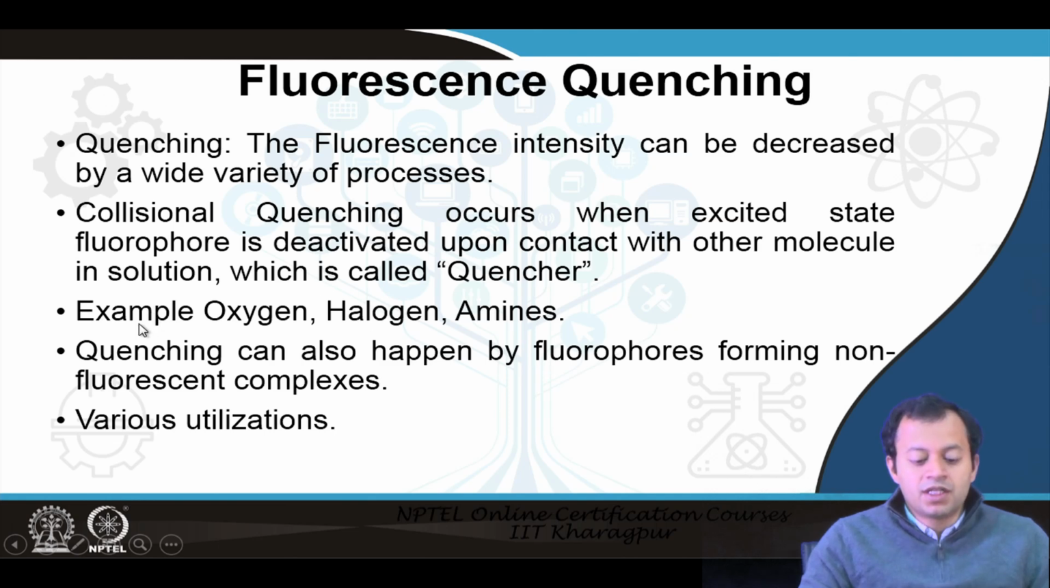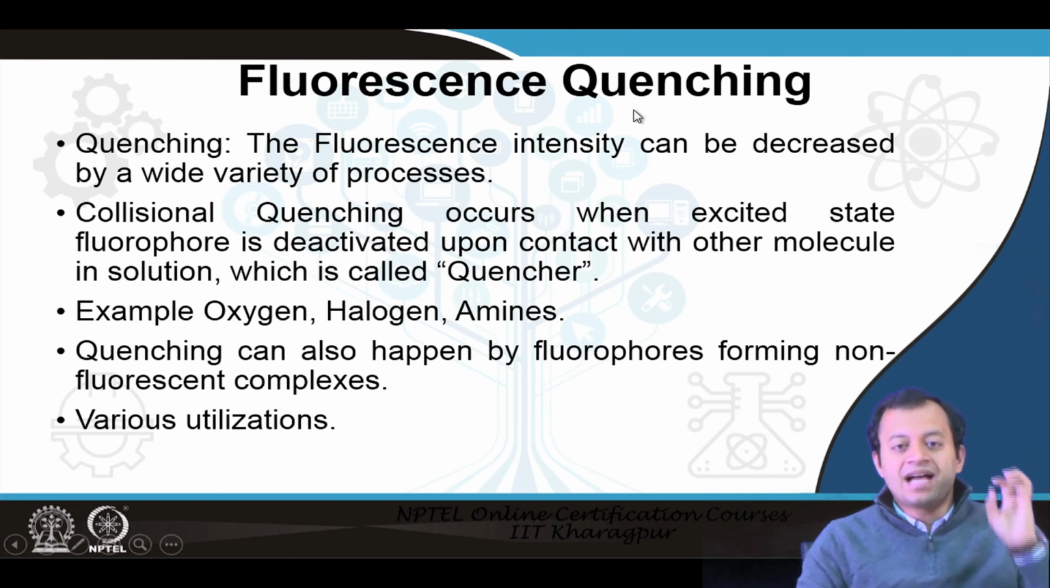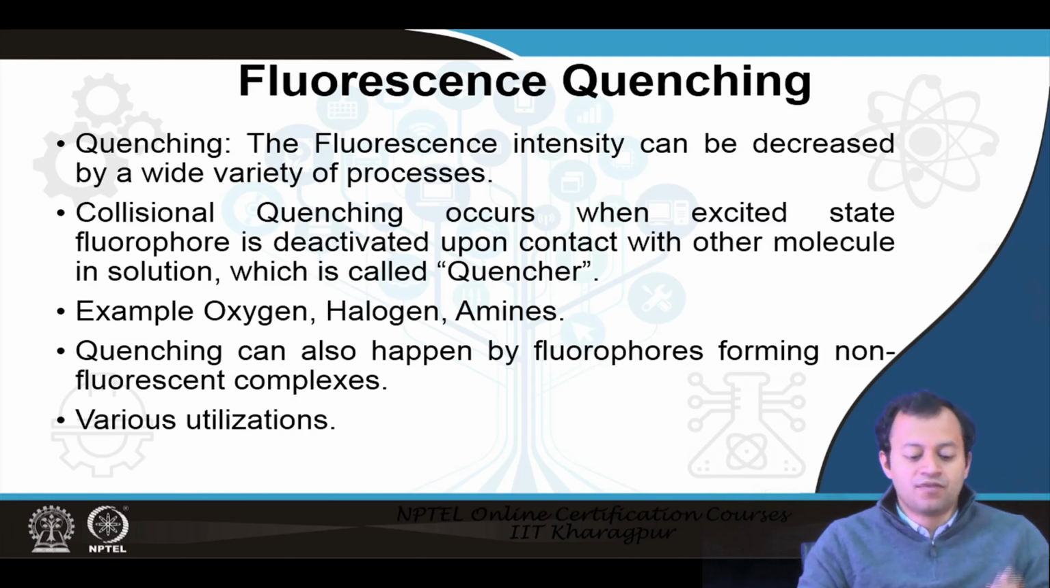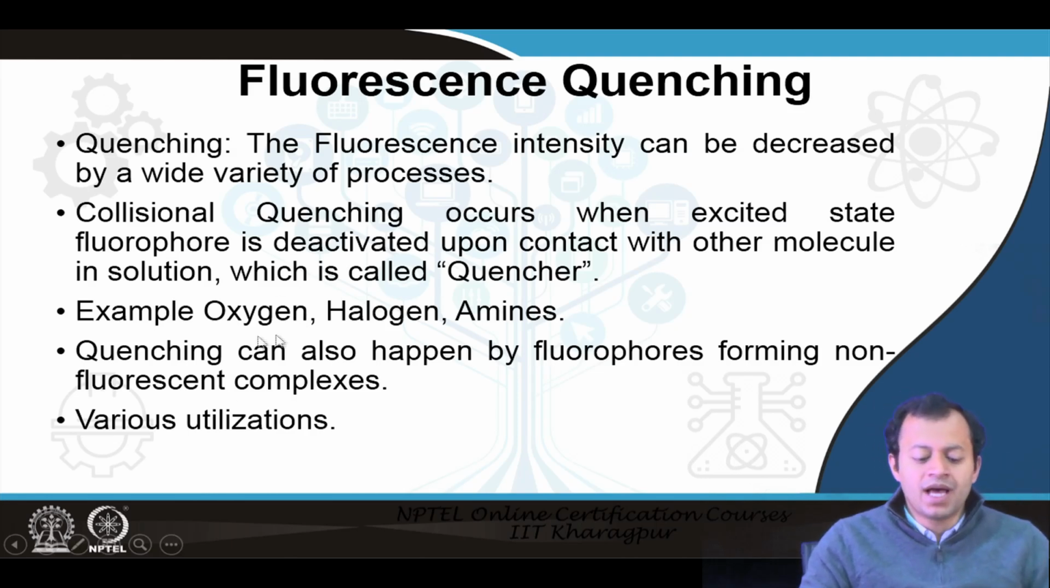Some typical examples of a quencher, something that attacks or modifies these fluorophores, are something as common as oxygen, halogens and amines. But remember, there are certain examples of utilization of the quenching process.